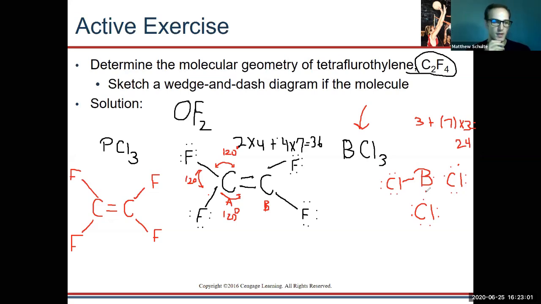Did I put a double bond? No. Because boron only wants to have 6, especially when it gets with the halogen. And all your halogens, they only need 1 electron. They really don't want to share in the first place.